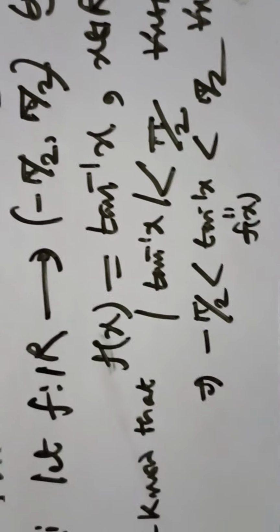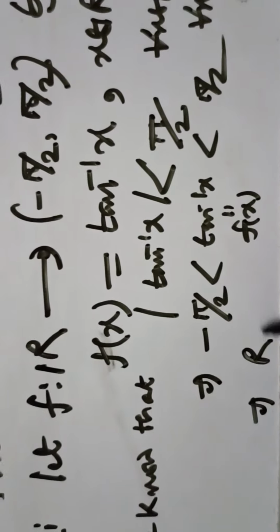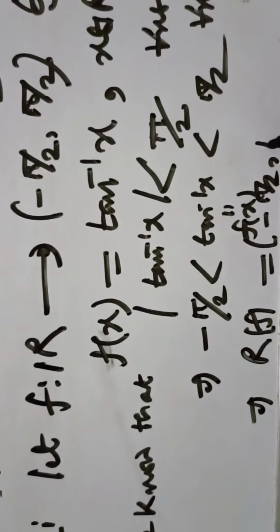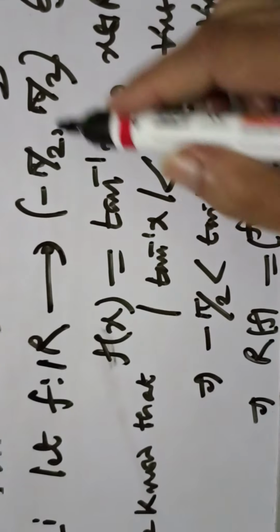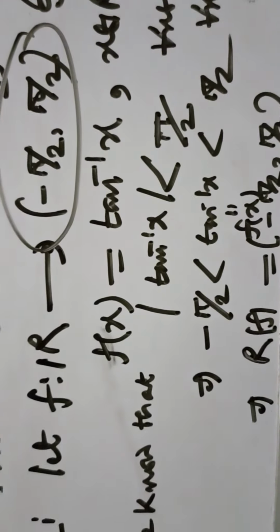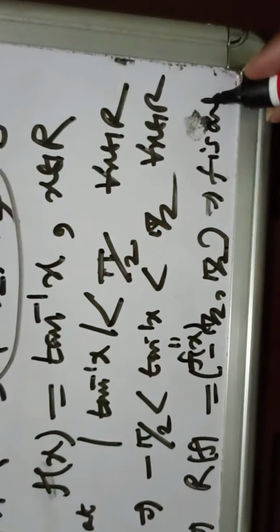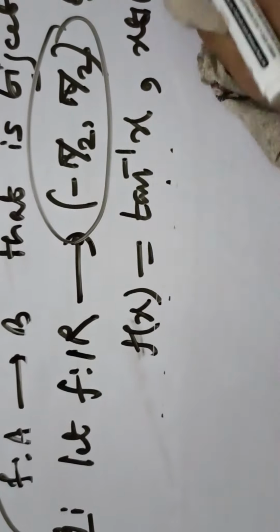So from here you can say the range of f will be the open interval (-π/2, π/2). This is the codomain. So range equals codomain for the function f. So you can say f is onto, which means surjective. Now I need f to be injective so that I can say f is bijective.